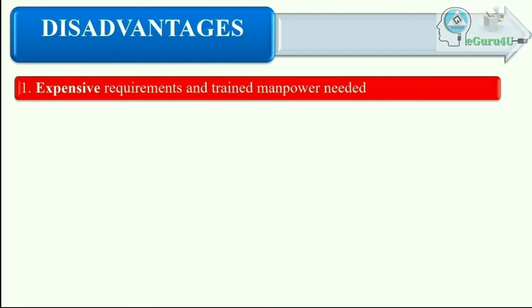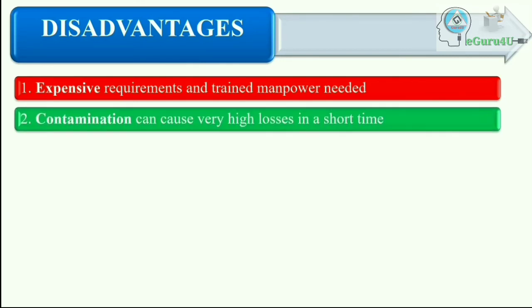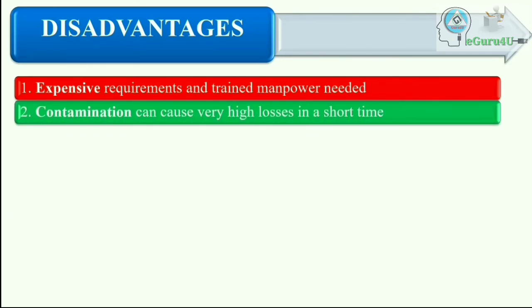Disadvantages of micropropagation. 1. Expensive requirements and trained manpower needed. For some micropropagation techniques, expensive equipment, sophisticated facilities and trained manpower are needed. 2. Contamination can cause very high losses in a short time. During the course of micropropagation, several slow-growing microorganisms contaminate and grow in cultures. The microbial infection can be controlled by addition of antibiotics or fungicides.